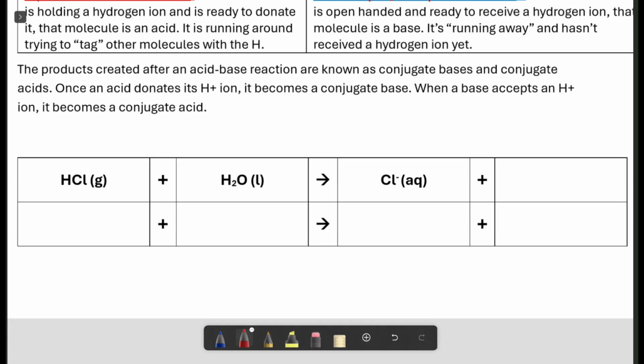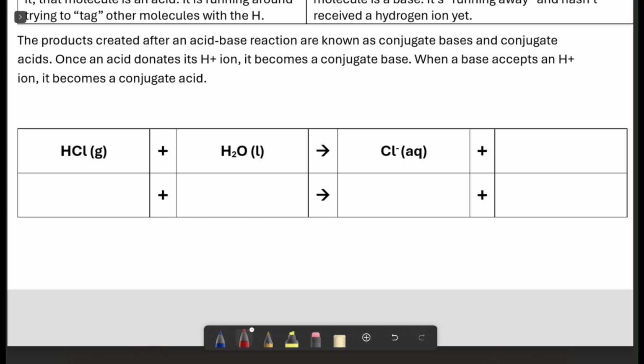Once an acid donates its H plus ion, it becomes a conjugate base. And when a base accepts an H plus, it becomes a conjugate acid. So let's look at an example here. If I take HCl, and that should say aqueous, not gas. I don't know why it says that.